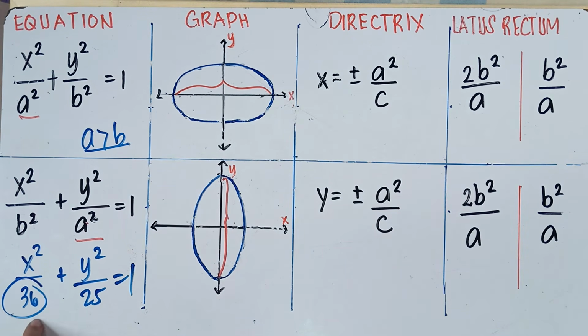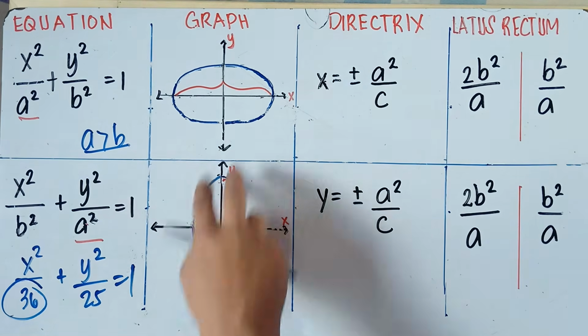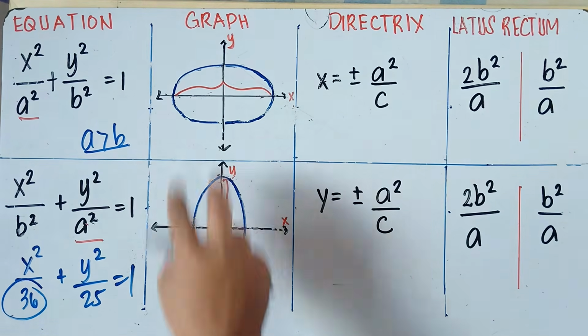But 36 is not our a, because we need to get the square root of 36, and that would be the value of our a. But we know that a is under x squared because 36 is greater than 25. We will explain that later on, on how to get the value of a. So I hope you're not confused with regards to the major axis and the graph.